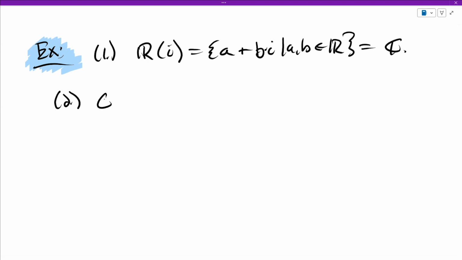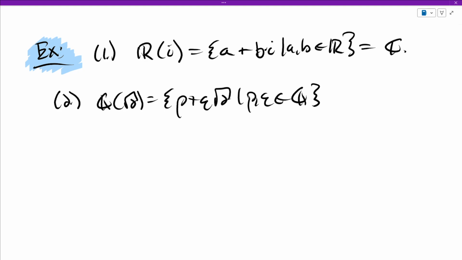Okay, so that's an example that should be familiar. Second, we looked at this Q adjoin root 2 example already. Well, we didn't prove the set theoretic description, but we could. How do you prove it? Well, you do exactly what we just did. You show that the right-hand side is a field, and then you show that the left and right-hand sides contain each other. Okay, great. Let's do a slightly harder example.